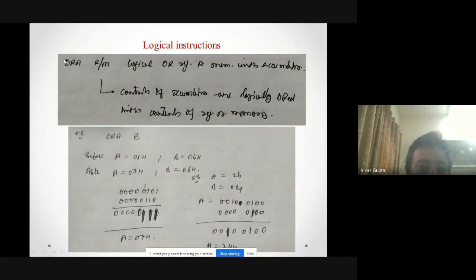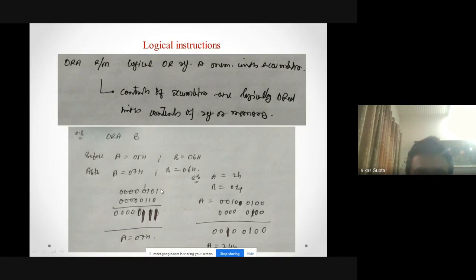ORA stands for logical OR operation. Perform the logical OR operation of R/M content with the content of the accumulator. R की वैल्यू यहाँ पे B हो सकती है. लेट्स से B रजिस्टर इज देयर, B में आपके पास कंटेंट 06 है, एक्यूमुलेटर में 05 है. सो वी आर परफॉर्मिंग द लॉजिकल OR.